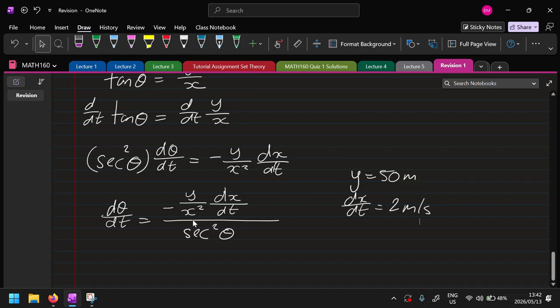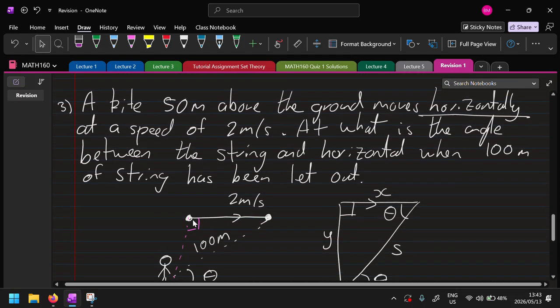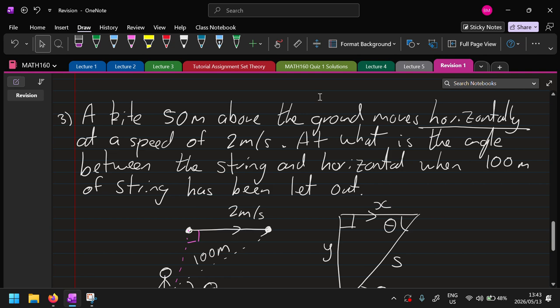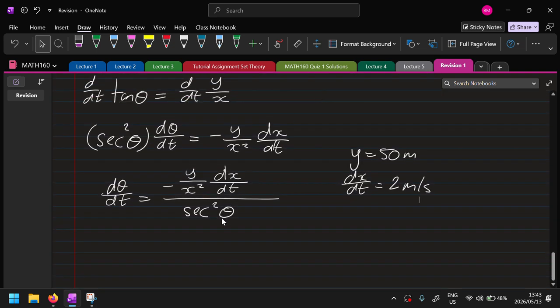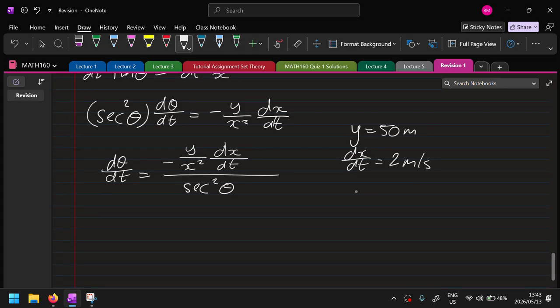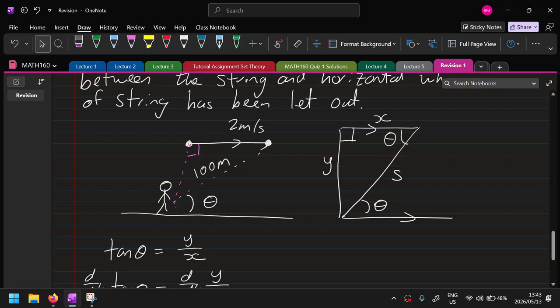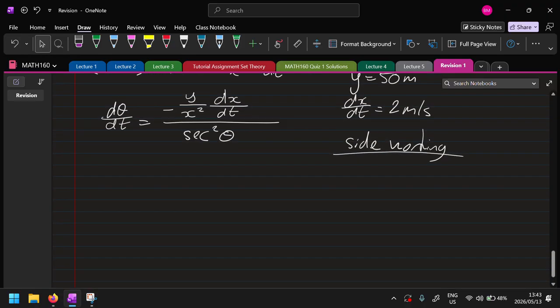X. Do we know x? Is that given to us? No. X is not given to us. And theta? No, that's not given to us. So x and theta, we need to do some side working to figure those out. Okay, let's redraw our triangle and figure those out.